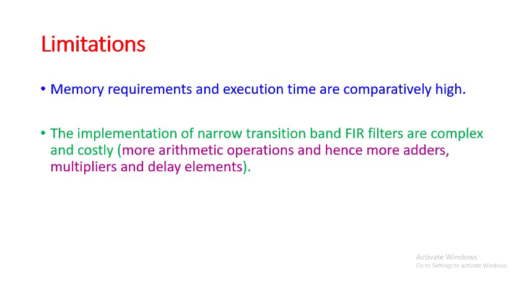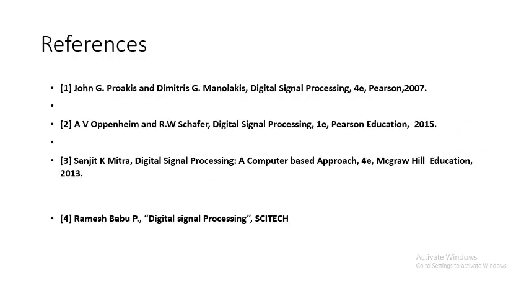Now it comes with some limitations as well. Since it is a digital filter, it requires a lot of memory, and execution time is comparatively high. The implementation of a narrow transition band, that means a higher length FIR filter, is complex as well as costly because it involves more arithmetic operations, and hence more adders, more multipliers and delay elements are required. That is a limitation of FIR filters. So we cannot have a very high length FIR filter. That is a physical restriction.